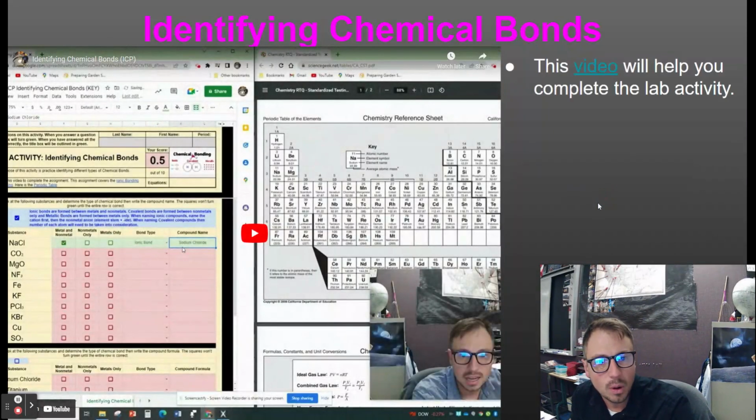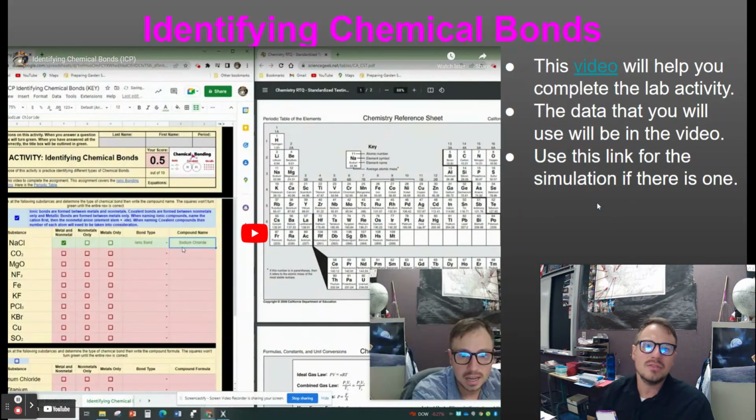In order to put all of this together, we did this identifying chemical bonds class activity where there were 2 different parts. Number 1, you had to identify what type of bond it was, and they give you the compound name. And then the next part, you had to identify the bond type and then write the compound formula. It sort of puts it all together. To identify the bond type, you have to look at the elements and determine whether it's a metal and a non-metal, non-metals only, or metals only.